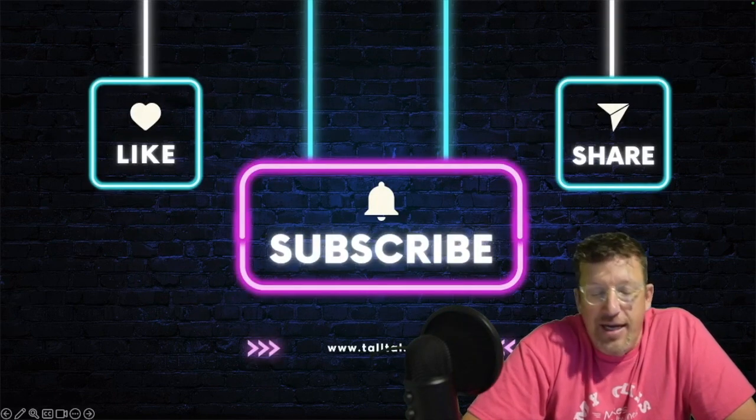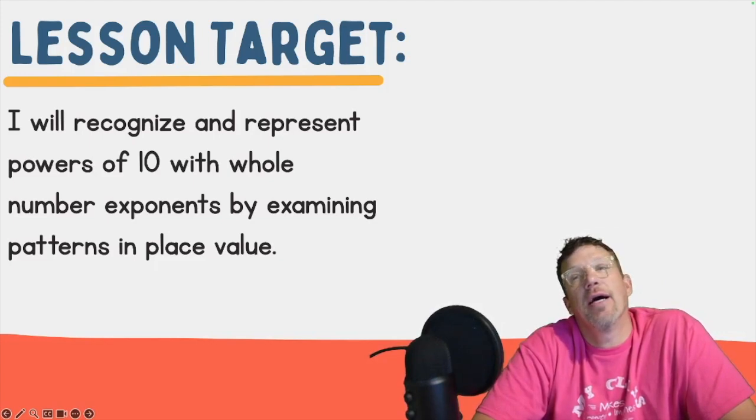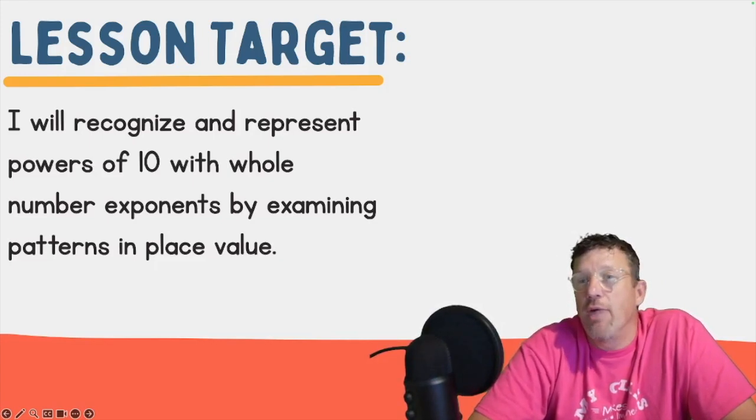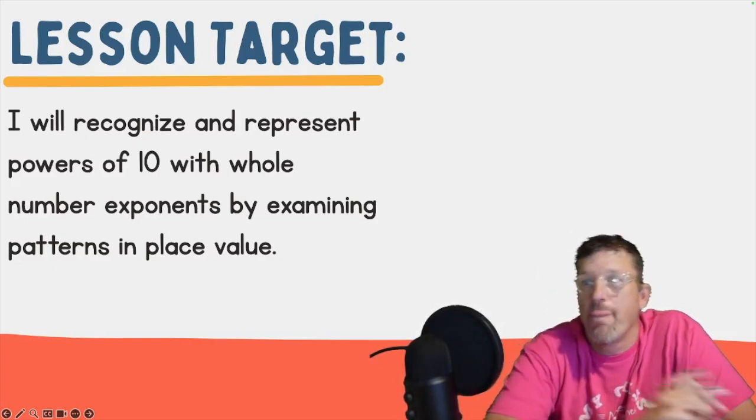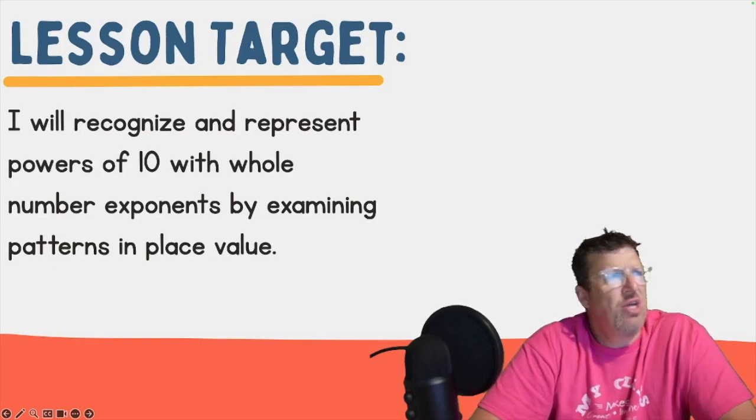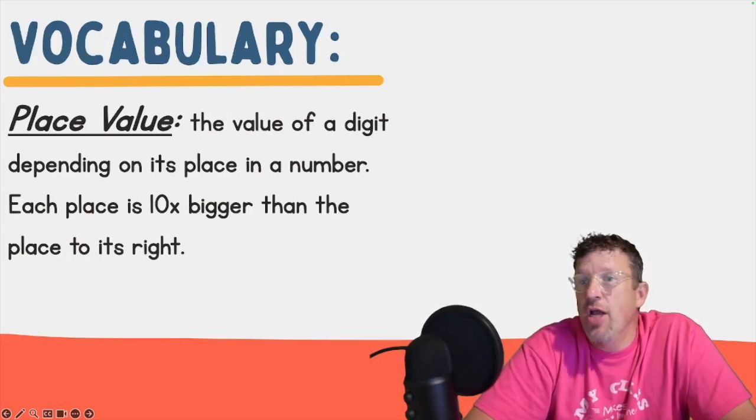All right, butterflies. Let's get rocking and rolling. Okay, the learning target today is to talk about, like I said, powers of 10. I will recognize and represent powers of 10 with whole number exponents by examining the patterns in place value. Okay? Place value? What are you talking about, place value? That sounds like a great idea for a vocabulary word.